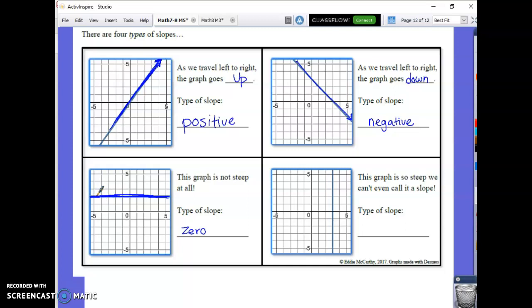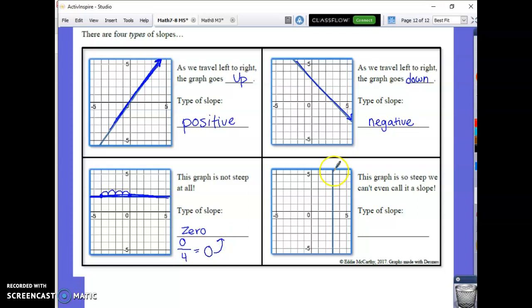Again, if you're thinking about rise over run, if this is a good point and this is a good point, right? If you pick these 2 points, how far do you go up or down? Well, you go 0 rise, and you go 1, 2, 3, 4 run. 0 divided by 4, well, that's 0. That's why we have a slope of 0.